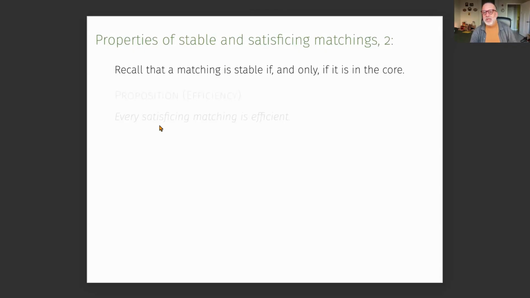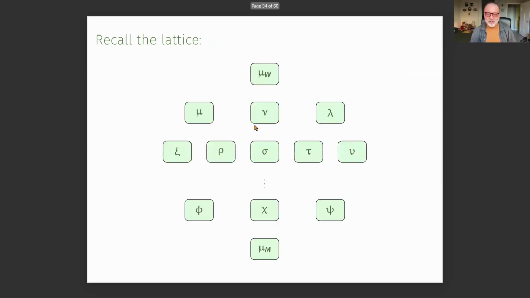Okay, so we know that a matching is stable if and only if it is in the core of the market. So the first result that applies to satisficing matchings is that they need not be in the core. If they're in the core, they're stable. But there are satisficing matchings that are unstable, so they're not in the core, but at least they are Pareto efficient. Okay? And I want to argue this result in some detail because the argument has the insight that underlies a lot of our other results.